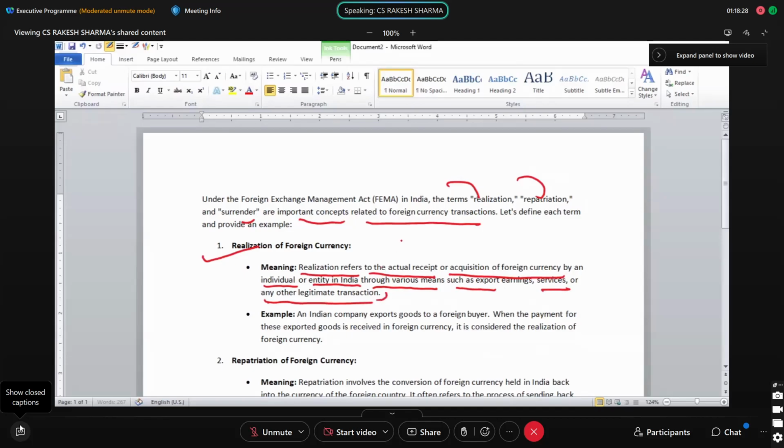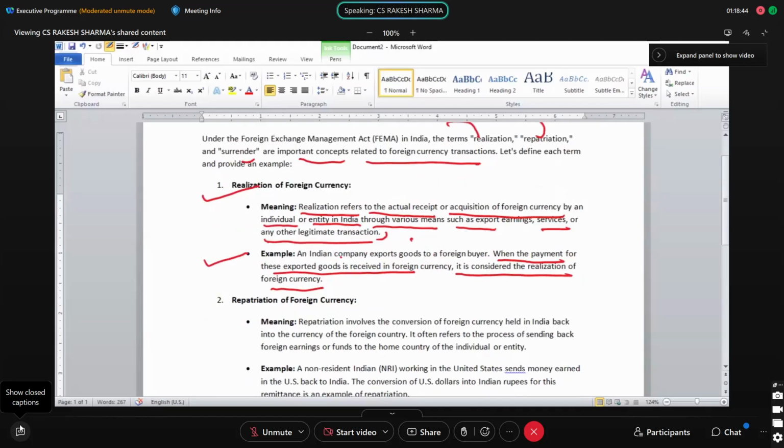Now, example: an Indian company exports goods to a foreign buyer. Now, when the payment for these exported goods is received in foreign currency, it is considered the realization of foreign currency. Next is repatriation of foreign currency.